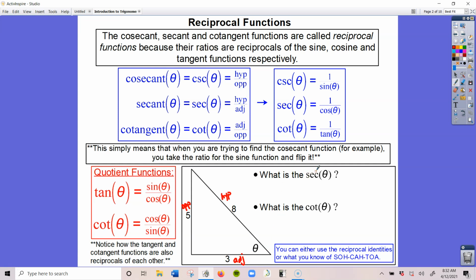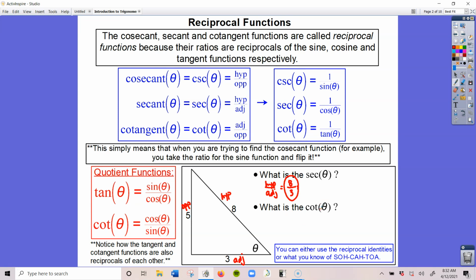So if I wanted to find the secant of theta, secant is hypotenuse over adjacent. As long as you know that secant is a reciprocal of cosine, you can write SOHCAHTOA and then instead of adjacent over hypotenuse, just flip it to hypotenuse over adjacent. So we look at the hypotenuse, which is 8, over the adjacent, which is 3. And this would be my answer.